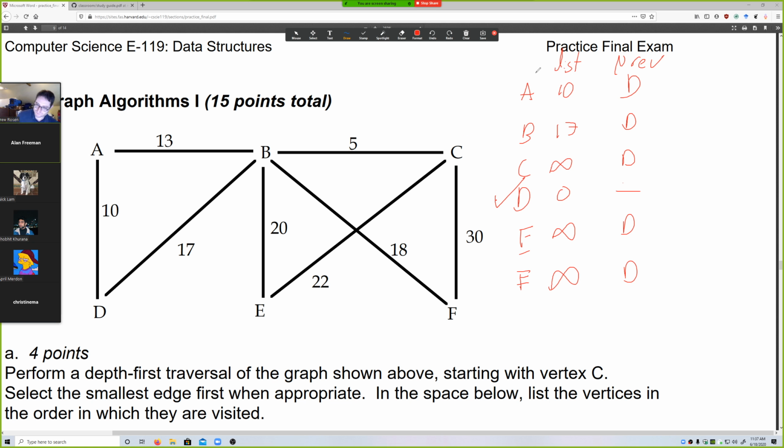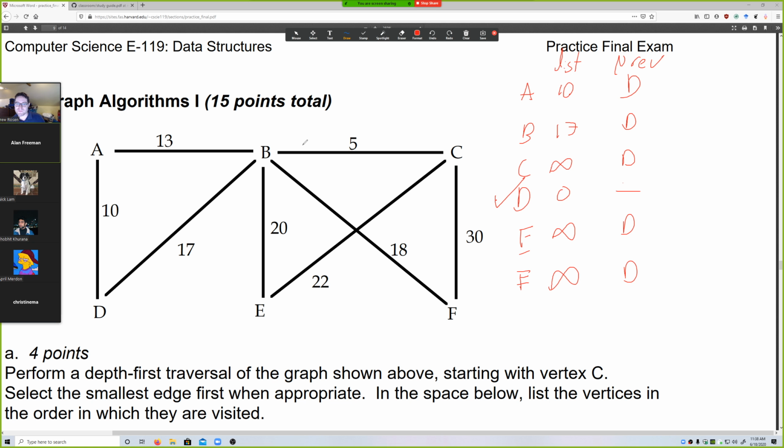To do Dijkstra's, we look through and ask, which of these numbers is the smallest? Is it 10, 17, infinity, infinity, or infinity? I think it's infinity. Depends on which infinity we're talking about. I'm gonna go with 10. So we select 10, and now A is a solid choice. We're going to see what new information we can get.